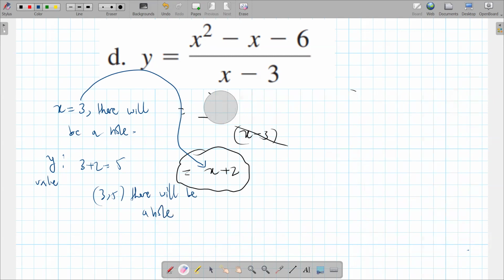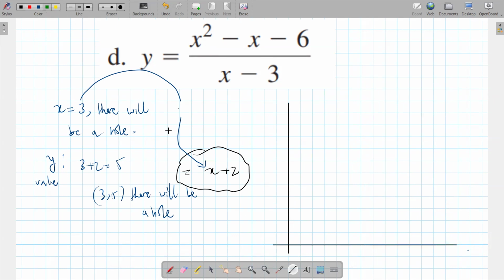A hole is when some things cancel out. So our leftover function after we canceled everything is x plus 2. Plus 2 is here. The slope is 1, so up 1, across 1. So this is our curve. If I can sketch it like that, and then like this. There we go. So that is our y, okay?